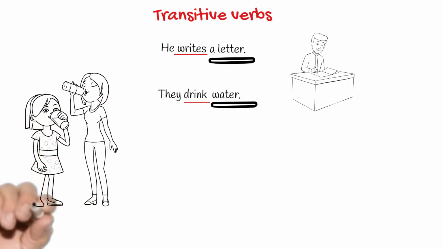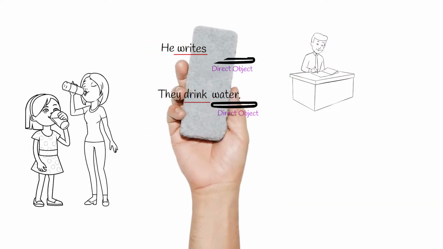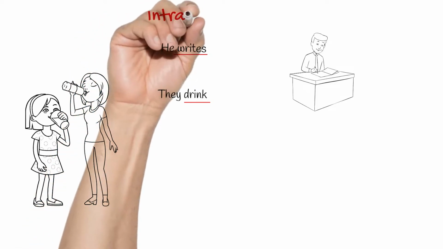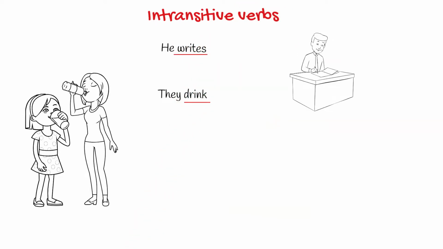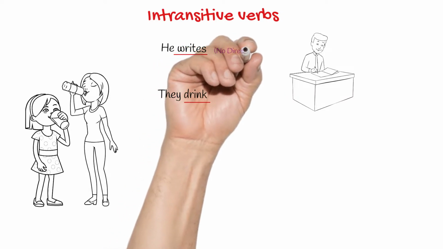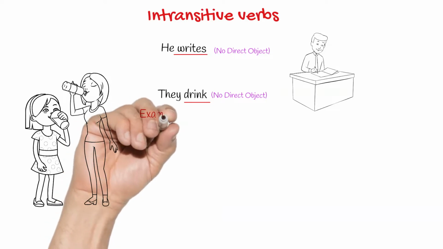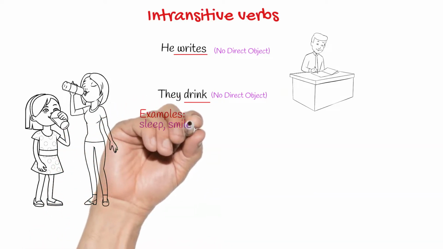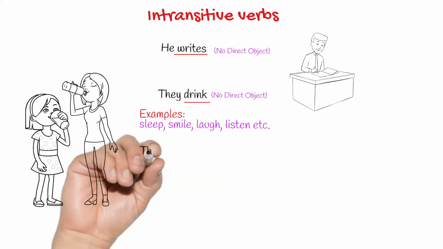In simple words, a transitive verb always takes a direct object. When you remove direct objects from these sentences, the verbs turn into intransitive verbs. In the sentences, he writes and they drink, the verbs are intransitive because there are no direct objects. There are certain verbs such as sleep, smile, laugh, and listen that we can't turn into transitive.